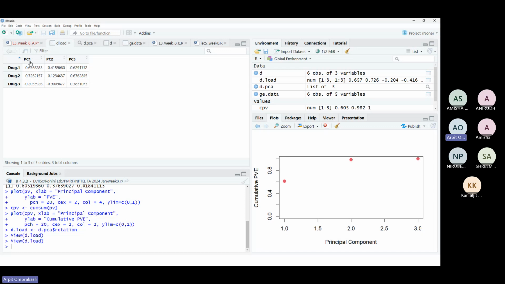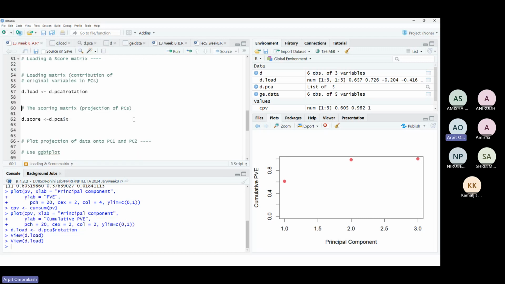So PC1 is basically a linear combination of these three axes in these proportions. These are the coefficients of the linear combination. Similarly for PC2 and PC3. Now, the scoring matrix is basically the projection of our data points. It will have the dimensions n cross m. So the loading matrix has dimensions d cross m, and this scoring matrix has dimensions n cross m.